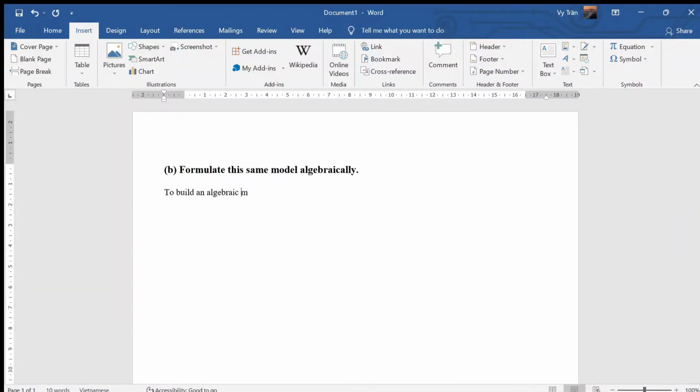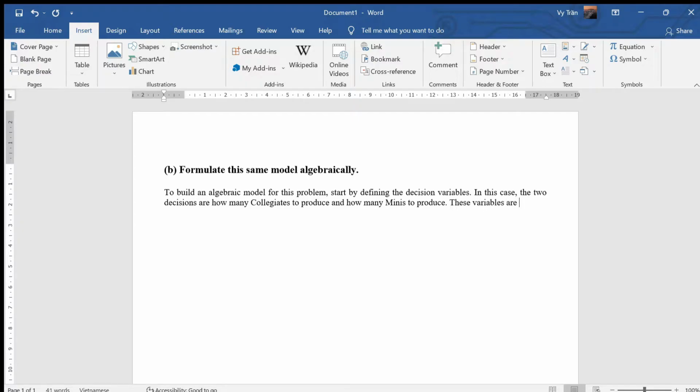Formulate the same model algebraically. To build an algebraic model for this problem, start by defining decision variables. In this case, the two decisions are how many collegiates to produce and how many minis to produce. These variables are defined as C equals the number of collegiates to produce and M equals the number of minis to produce.